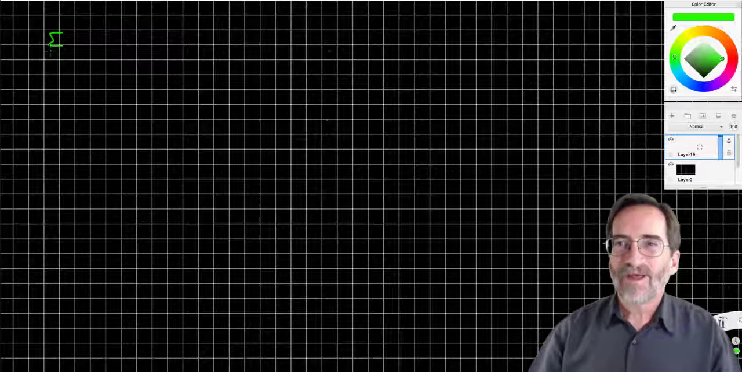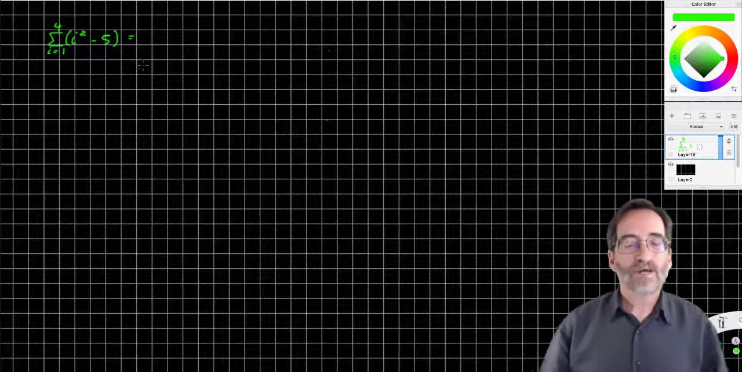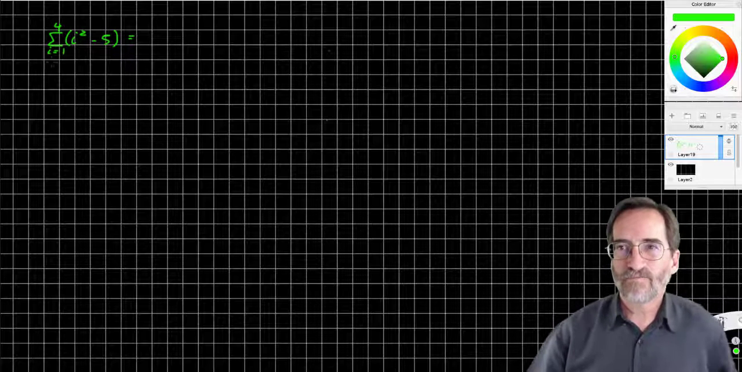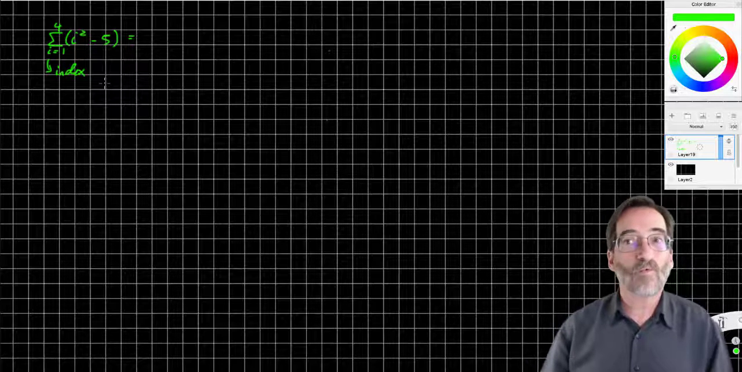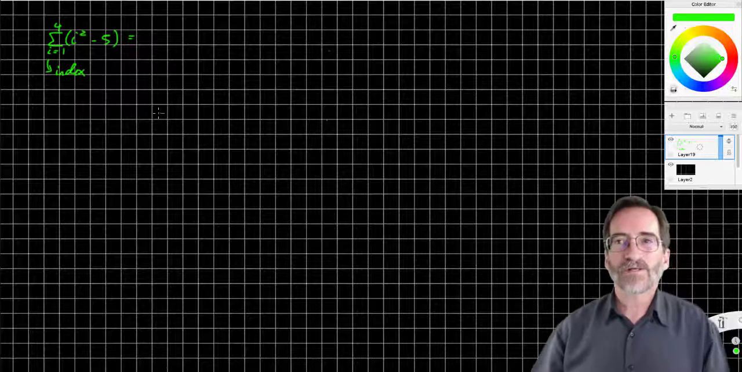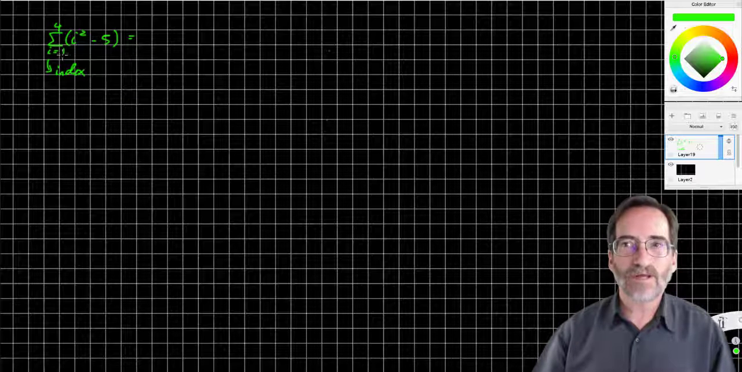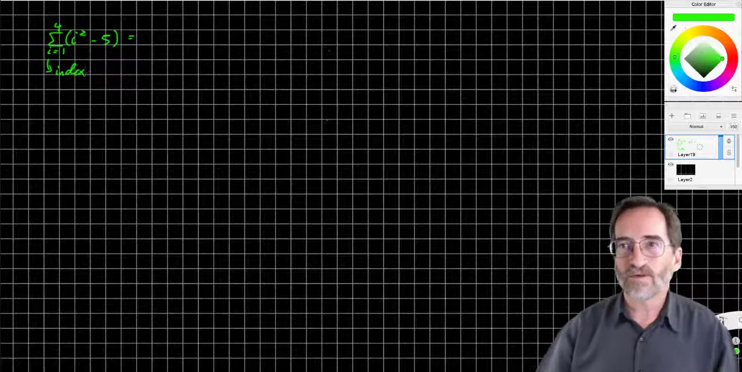This is going to be the sum from i equals 1 to 4 of i squared minus 5. Here's how this works. Basically, i is called an index. Index, not Windex, index. An index basically is a counter. It starts at 1, but then it takes the value of 2, the value of 3, the value of 4. It's going to take on each whole number value from the index start number to the index finish number, which is 4 in this case.